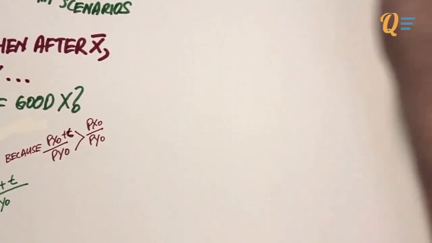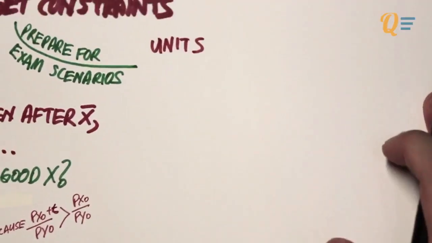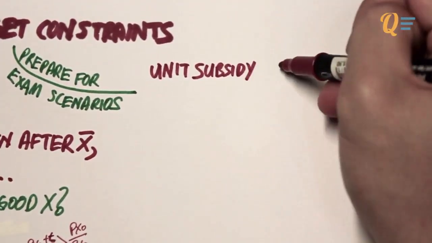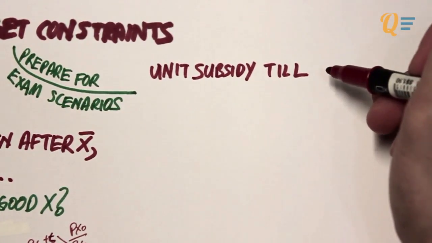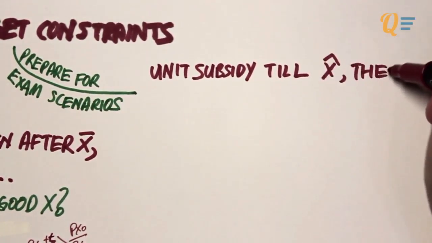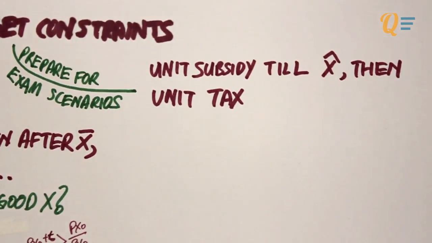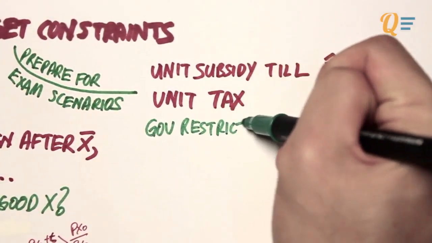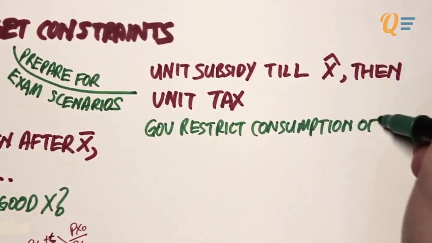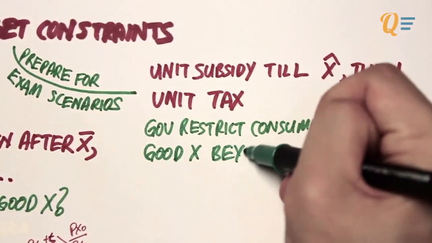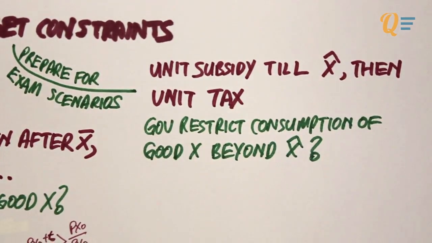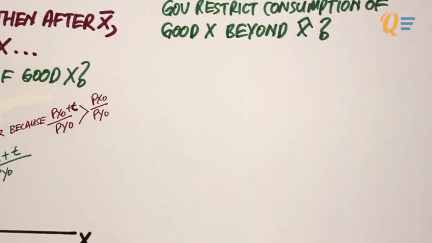So now we're going to move on to the last scenario for the day. Just let me shift this down. Okay, so we're going to face a unit subsidy until the consumption of, say, X cap. And then after X cap, you're going to see a per unit tax on the consumption of X. So one reason for this might be because the government is trying to restrict the consumption of good X beyond a certain amount, in this case, X cap.